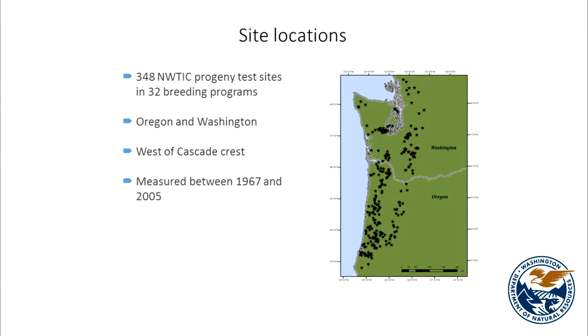So in my original pilot study, we had 191 test sites and 22 programs, and we were able to expand that to 348 test sites in 32 different breeding programs. So that made a really big difference. But these are all still in Oregon and Washington, west of the Cascade Crest, and they are still measured between 1967 and 2005.